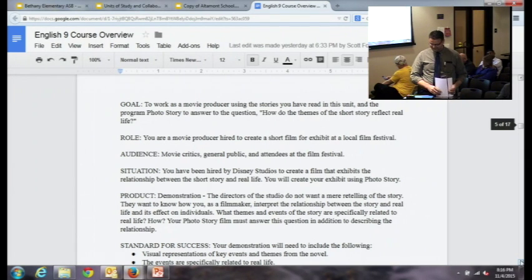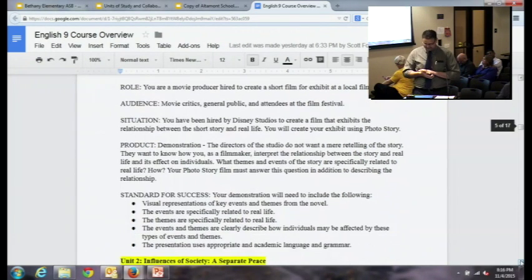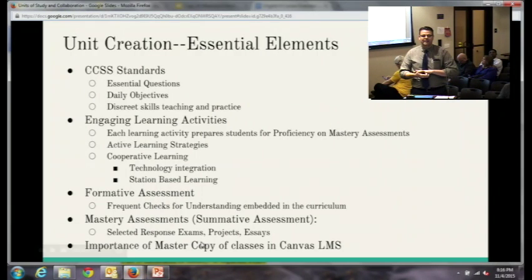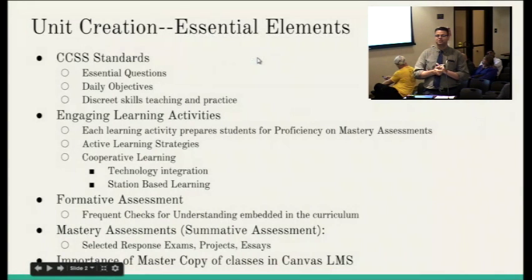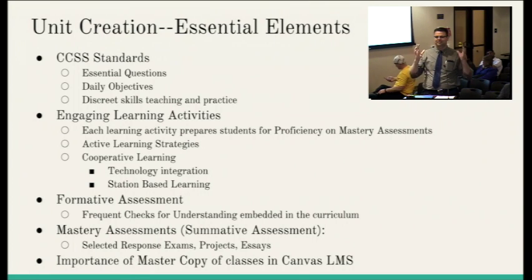It's really exciting to see, and you'll notice that the last thing on this slide says, if you go back to the slides, please. The last thing on this slide is it says the importance of the master copy of the classes in our learning management system, which is Canvas. The Canvas learning management system hosts all of the actual lessons in the units of study, and that's where you'll see the depth of knowledge and the depth of information that's in there, and our teachers have done a wonderful job curating information both from proprietary and free open source online resources.